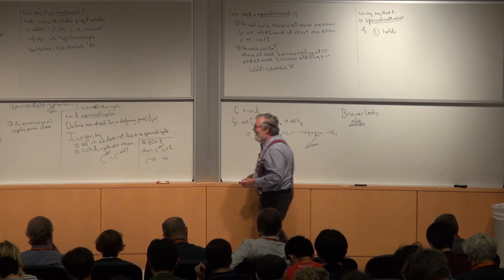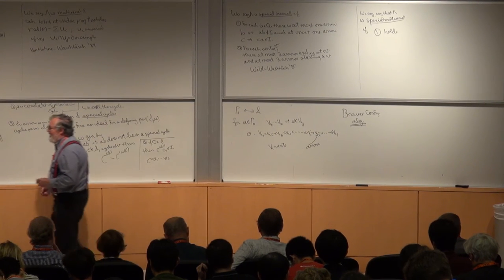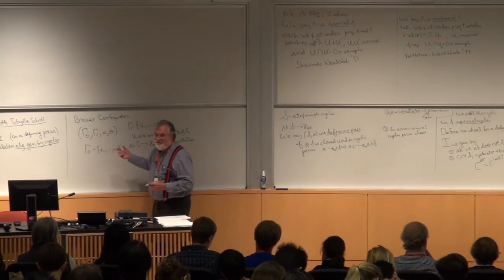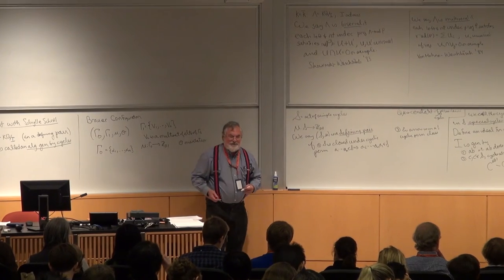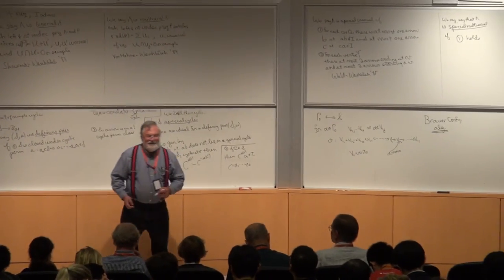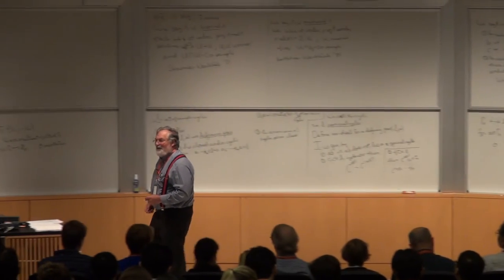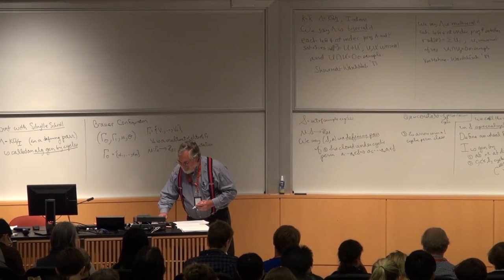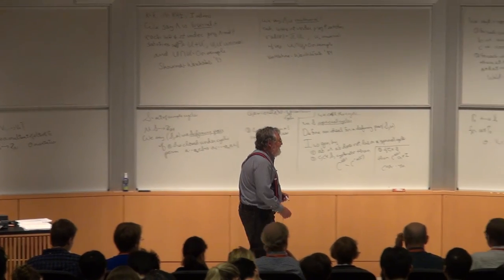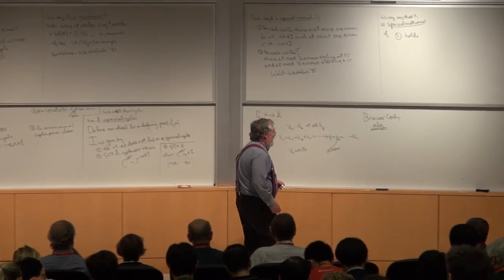If you were in the case where gamma 0 and gamma 1 is actually a graph, then this is the Brauer graph algebra that's been studied by people. Okay, so I spent an inordinate amount of time making definitions, but I think it was necessary to make sense of what I'm going to say now.